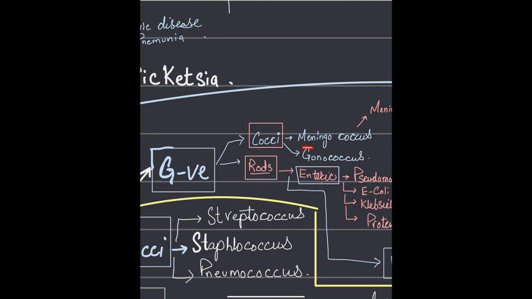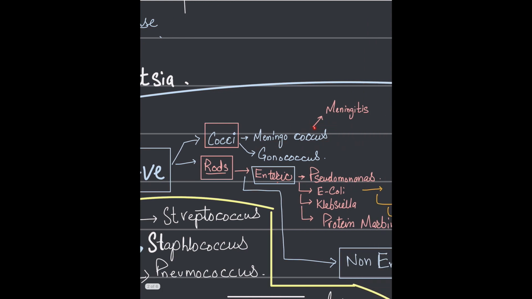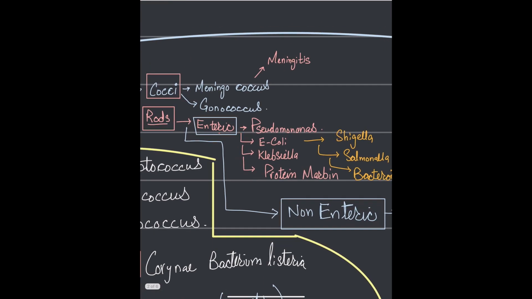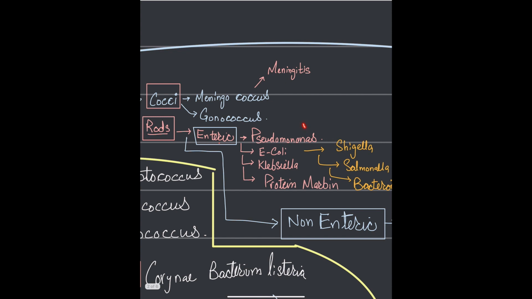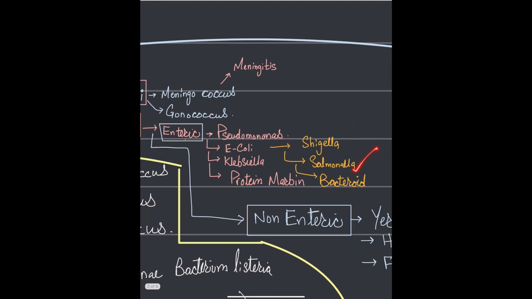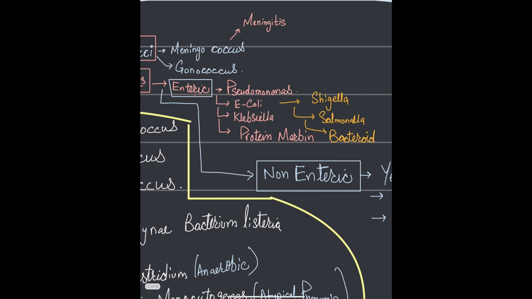The cocci: the first one is meningococcus. Meningo comes from meningitis because it causes meningitis. And gonococcus. Now we talk about the rods, which are further divided into enteric and non-enteric. Which kinds of bacteria are included in enteric? Pseudomonas, E. coli, Klebsiella, Proteus, Shigella, Salmonella, and Bacteroides are included in enteric.